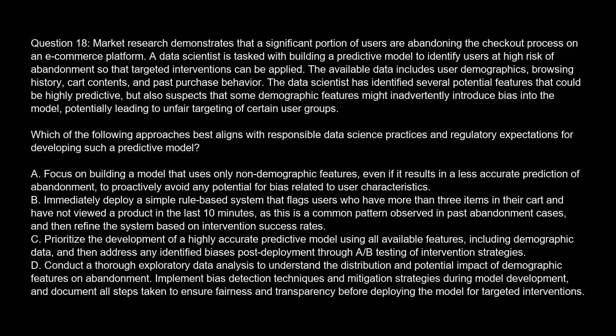Option C. Prioritize the development of a highly accurate predictive model using all available features, including demographic data, and then address any identified biases post-deployment through A/B testing of intervention strategies. Option D. Conduct a thorough exploratory data analysis to understand the distribution and potential impact of demographic features on abandonment. Implement bias detection techniques and mitigation strategies during model development, and document all steps taken to ensure fairness and transparency before deploying the model for targeted interventions.